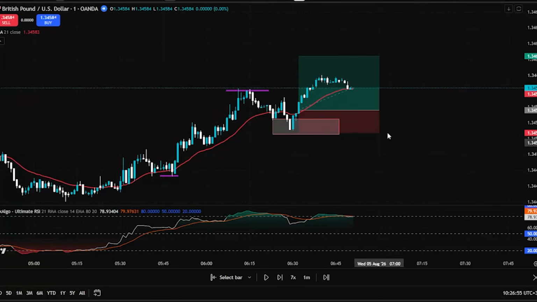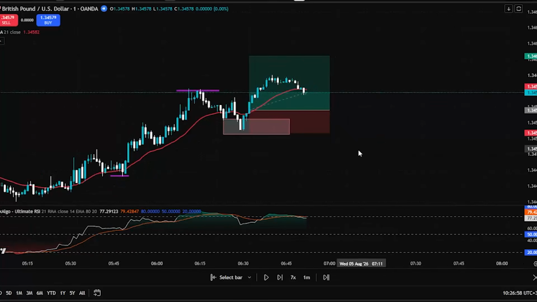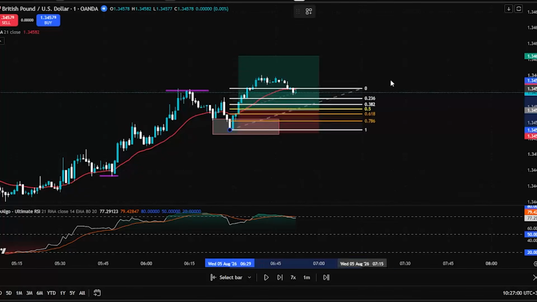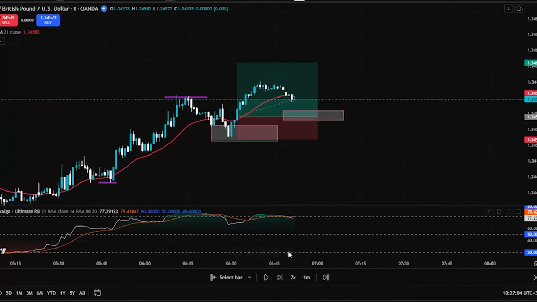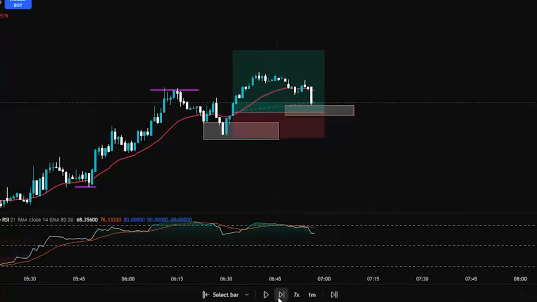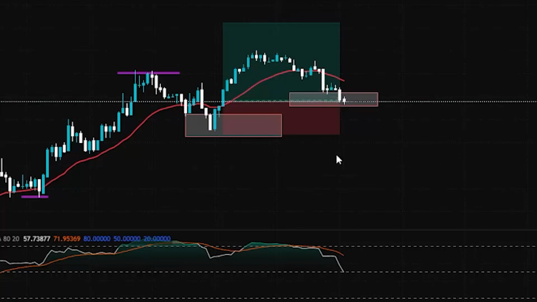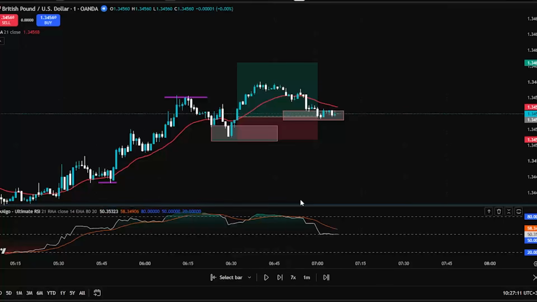The same idea works for short setups. Remember, Fibonacci is not a signal by itself. It is only a confirmation tool that helps you understand where a potential reaction zone might be. The goal is not to add more indicators to your chart. The goal is to improve the quality of your decisions.